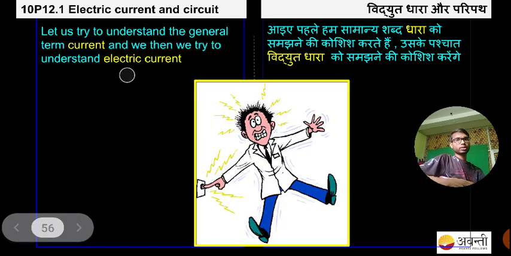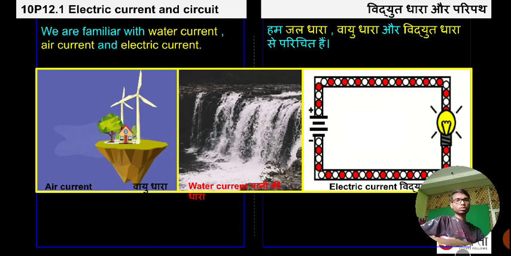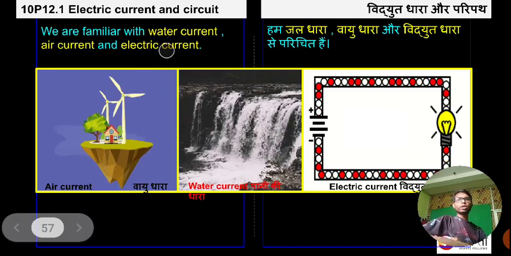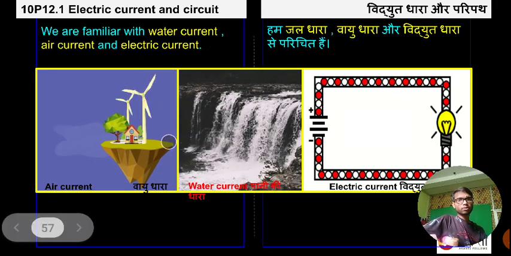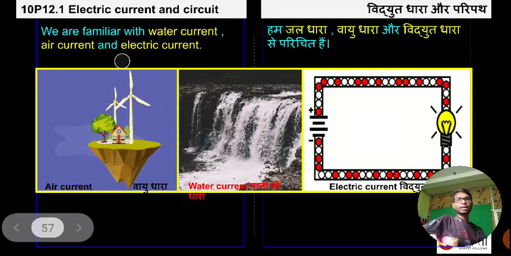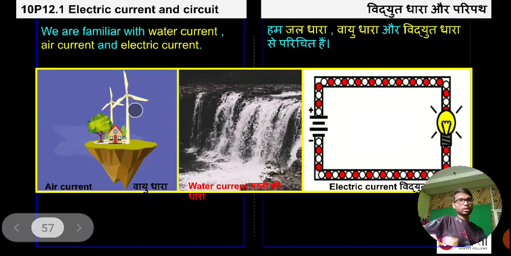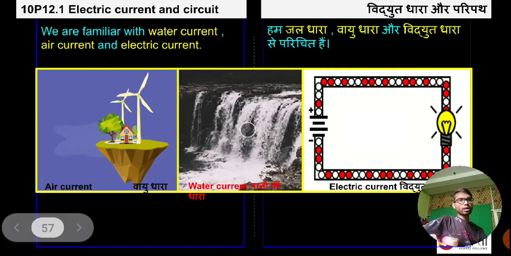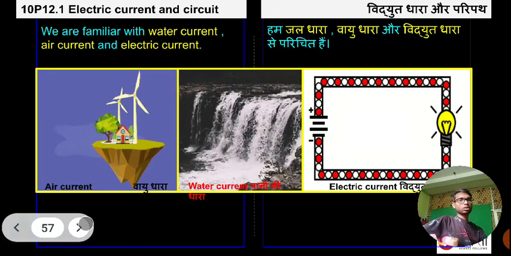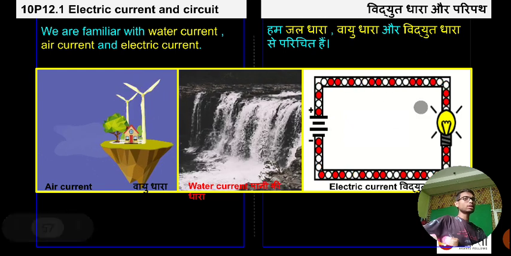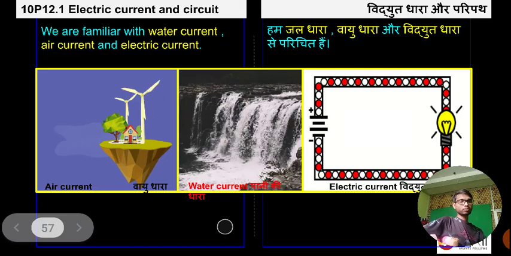First of all, current. We are familiar with the water current, air current, and electric current. We are familiar with this. This is air current, this is water current, and this is electric current. What is happening? All these are working. This is what we are observing.